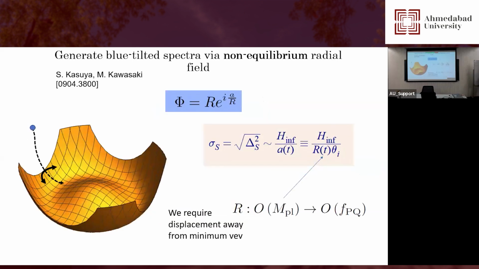So how do I get a blue tilted isocurvature? The idea is the variance or the power. As I said, the power is just the variance that we see, and which is also defined in terms of these, which are exactly the same.